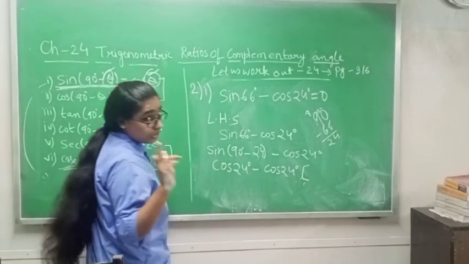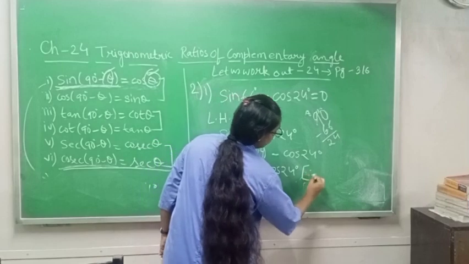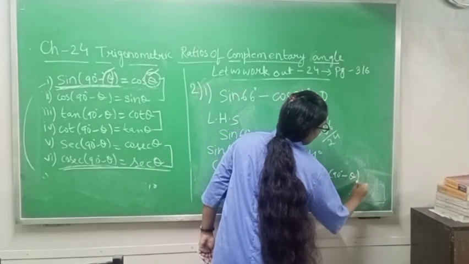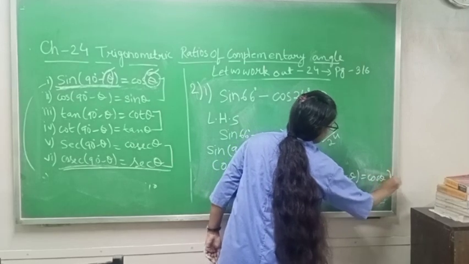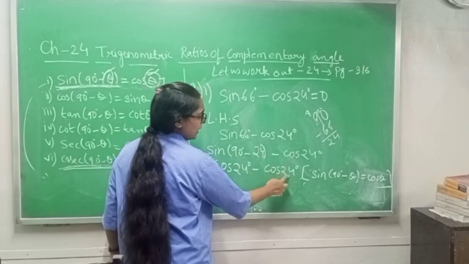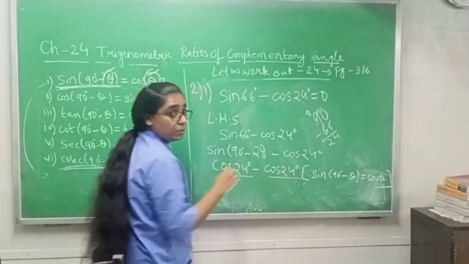And we have to give the reason also. So what will I write? sin(90° − θ) = cos θ. Now you can see cos 24° − cos 24°. Same thing but opposite sign.